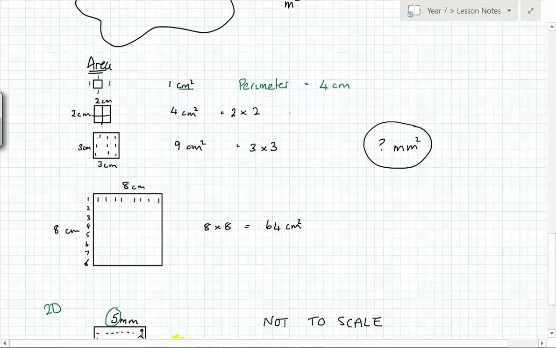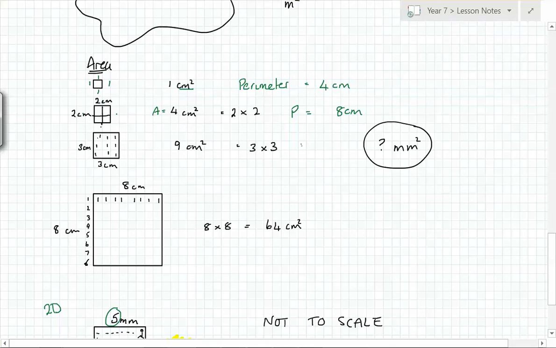What about the perimeter if the area is 4 centimetres squared? 2, 2, 2, 2, so 8 centimetres. Exactly. Get used to it. I will mark you down if you put a squared for perimeter.